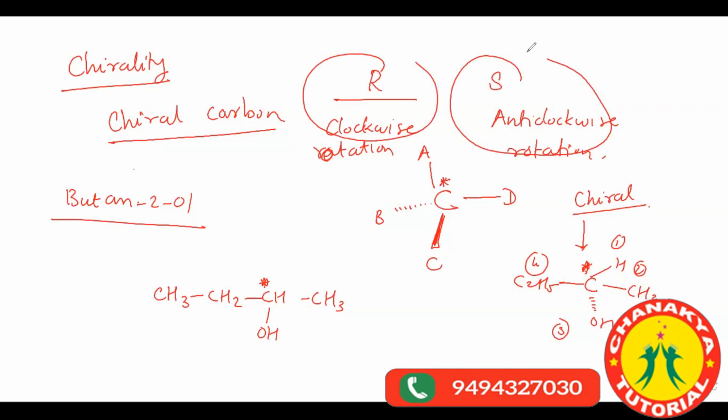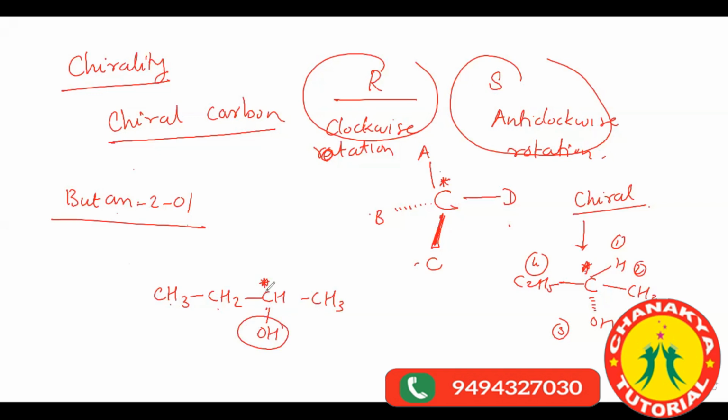So first of all, you should identify the chiral carbon. Chiral carbon means a carbon atom which is attached to 4 different groups. For example, I have shown you this carbon attached to A, B, C, D, 4 different groups, correct? And I gave you the example of butan-2-ol. If we draw this structure, you will get CH3, CH2, CH, CH3, and at the second position, your OH group is present.